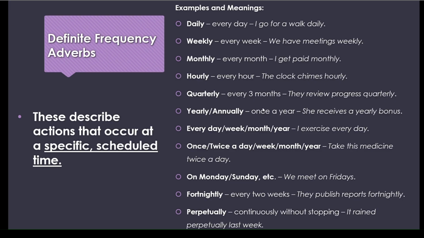Yearly, annually, once a year. She receives a yearly bonus. Every day, week, month, year. We can say every day, every week, every month, every year. Example: I exercise every day.